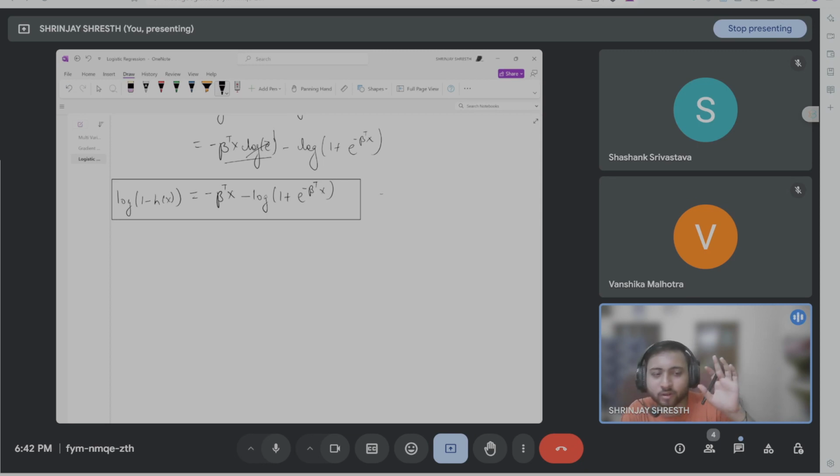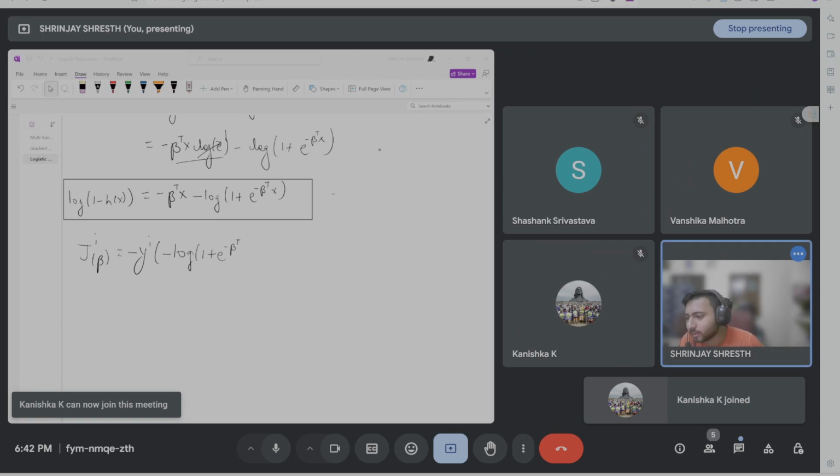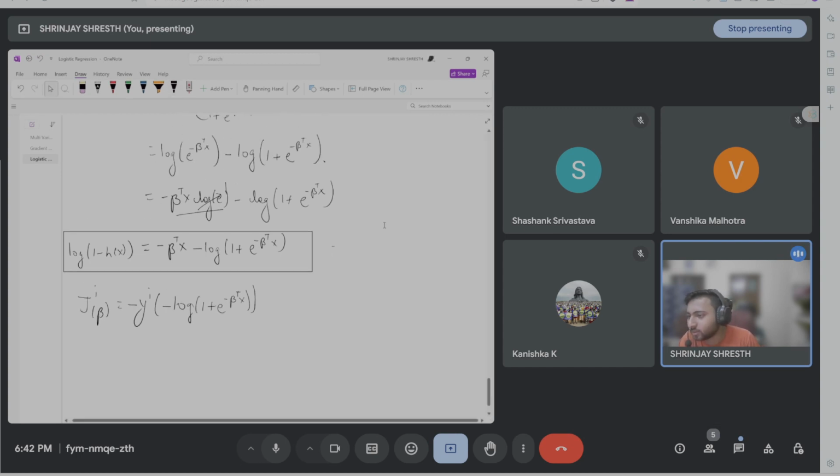So I'm only doing it for one value, then we'll use this summation. If you want to calculate it for the ith value, this will essentially reduce to minus yi of minus log of 1 plus e raised to the power minus beta transpose x, right? Because we saw, this is what we have.